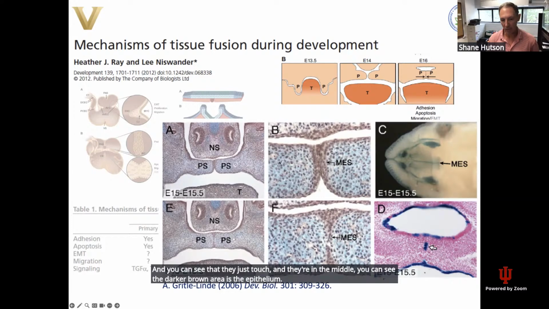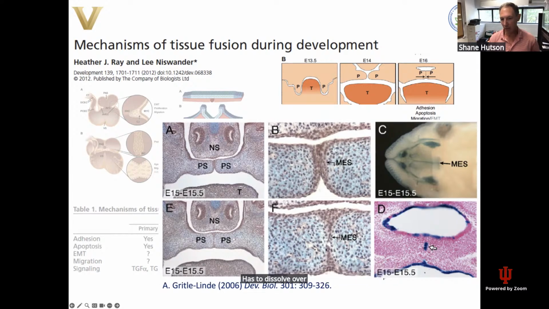The bluer stained region is the mesenchyme underneath. And that medial epithelial seam, that's what this MES is, has to dissolve over time so that you get a single confluent tissue.